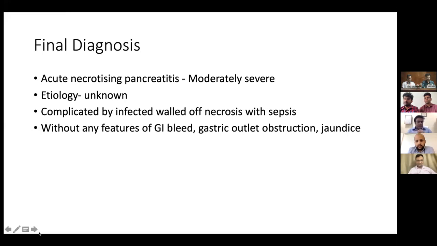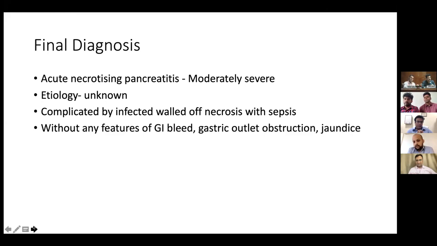Yeah. So I think we have. Sorry, can I just state my diagnosis and then Dr. Praveer can modify mine too? I would like to call it acute pancreatitis, moderately severe acute pancreatitis, week 16, etiology unknown, complicated with infected wall of necrosis with sepsis, without features of GI bleed, gastric outflow obstruction, and jaundice.